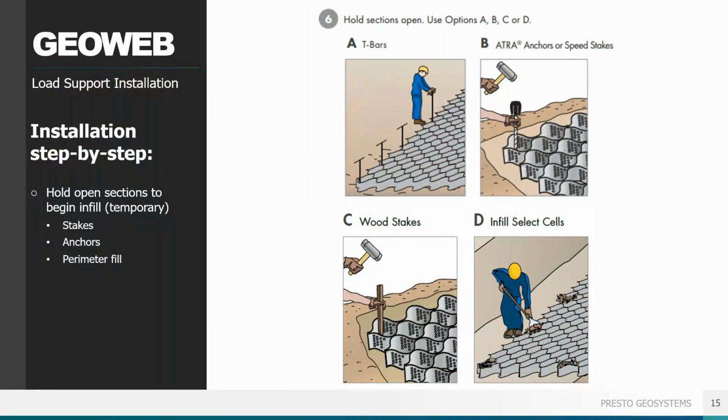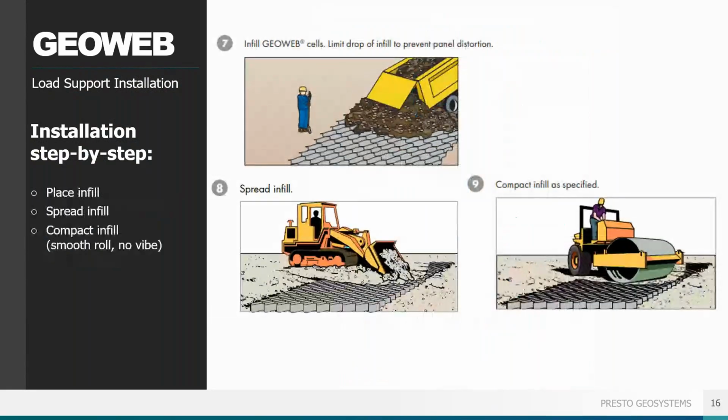You'll want to hold the GEOWEB sections open for infilling, either with temporary stakes or by filling a few cells around the perimeter. We'll see some examples of that in just a few more slides. The infill is placed, spread, and compacted with an appropriate wear surface. And according to design, that could be an unpaved surface, a flexible pavement, or a rigid pavement atop the GEOWEB.